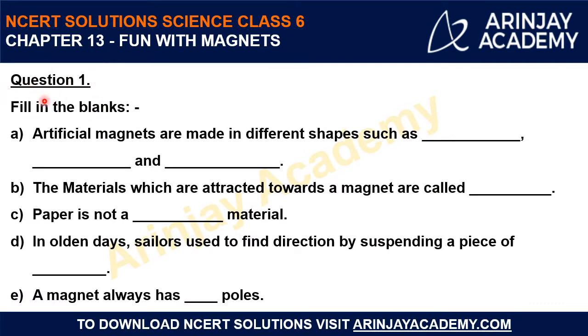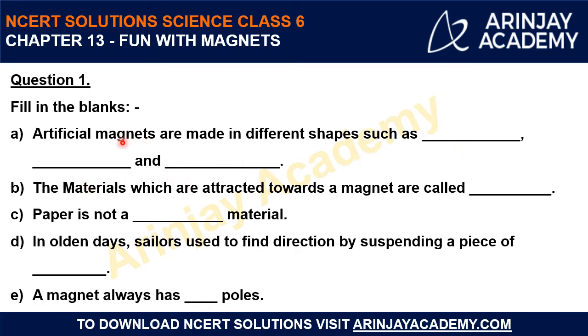Question 1. Fill in the blanks. So यहाँ पे कुछ statements provided हैं. आपको इन statements को carefully examine करना है and you have to fill the respective blanks appropriately. Alright, so the first statement here is: artificial magnets are made in different shapes such as. So here you have three blanks.